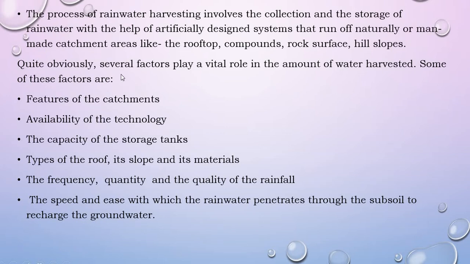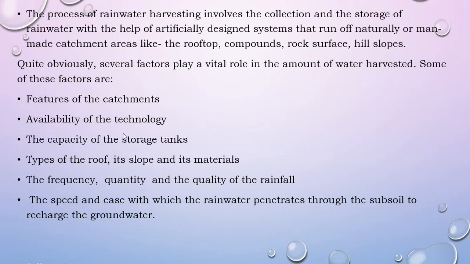Quite obviously, several factors play a vital role in the amount of water harvested. Some of these factors are listed below. These are factors which affect the rainwater harvesting system. The first one is the features of the catchment: which type of catchment we have built and what type of material is used there. It affects the amount of water harvested.